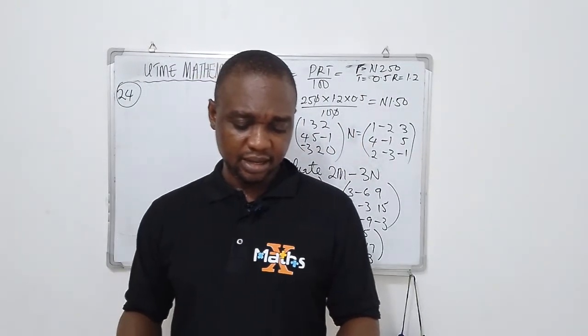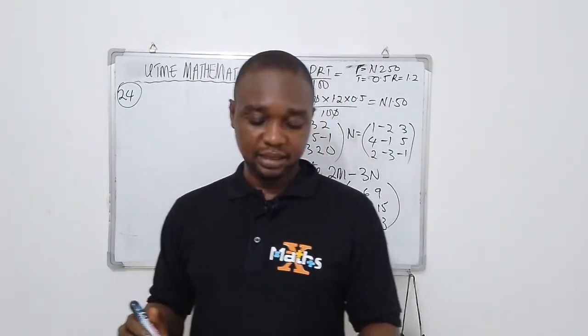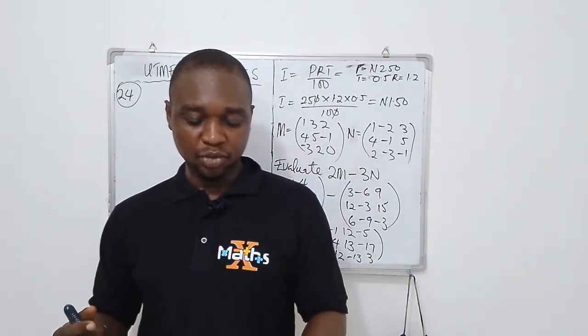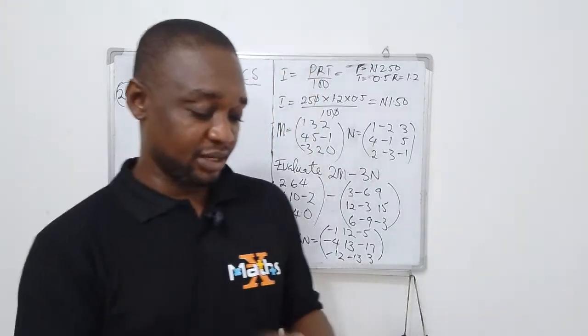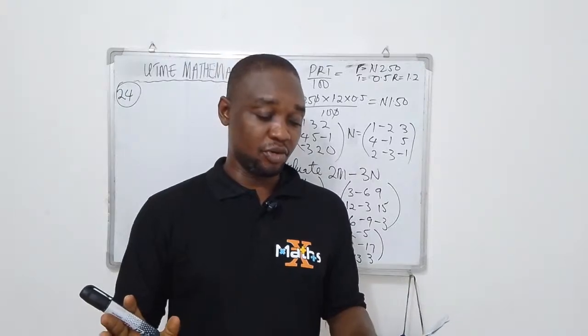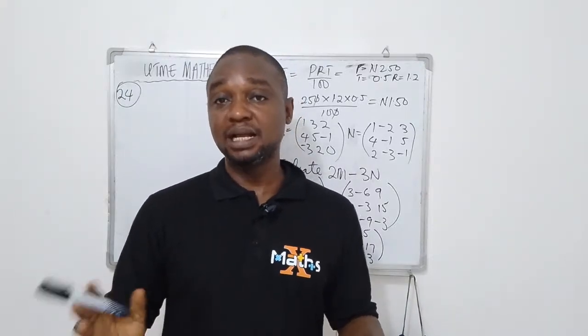Number 24 says: find the number of ways that the letters of the word acceptance can be arranged. I think there's a typographical error here, but obviously they're asking us for the number of ways in which the letters of the word acceptance can be arranged.